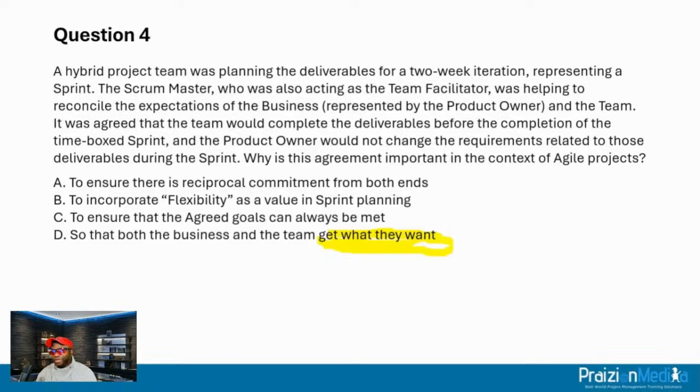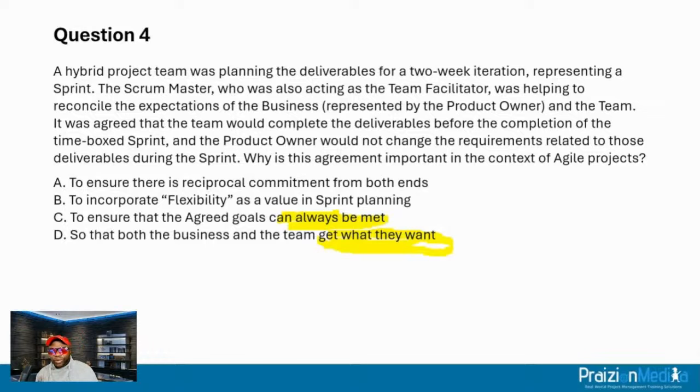C, to ensure that agreed goals can, watch the word, this is where it gets wrong, always be met. You do not have a guarantee in any framework that agreed goals can always be met. There's always an element of doubt. So absolutes like that need to be avoided on the exam. When it says always, never, words like that, you've got to look out for that.